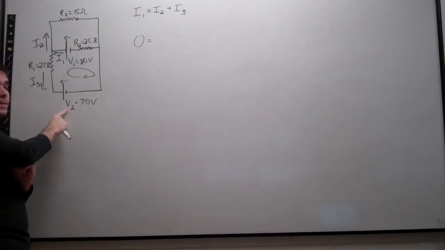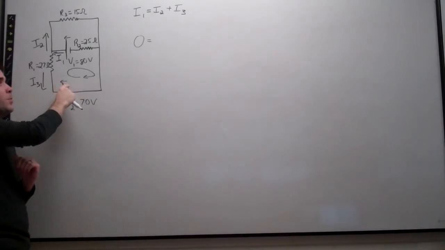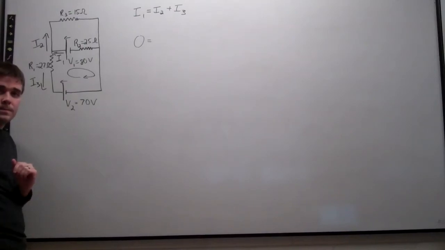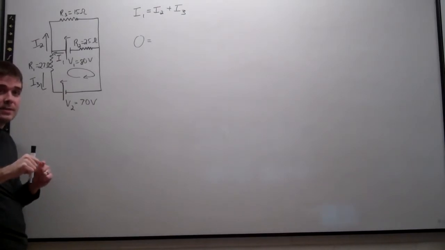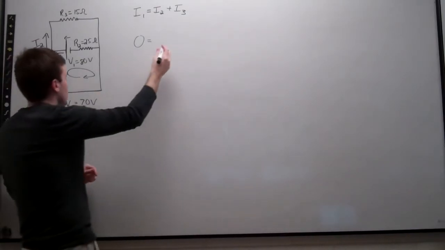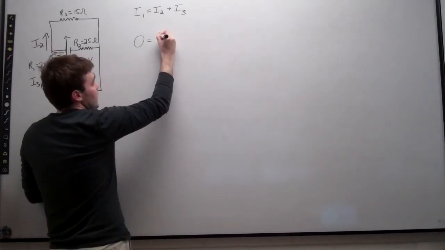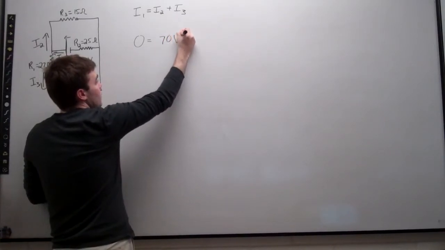So this battery, 70 volts V2, is that battery pushing in the same direction or the opposite direction of the loop? Same. So what's it going to be? It's going to be positive. If it was opposite, it'd be negative. Does that make sense to everybody? So we're going to say 70 volts.